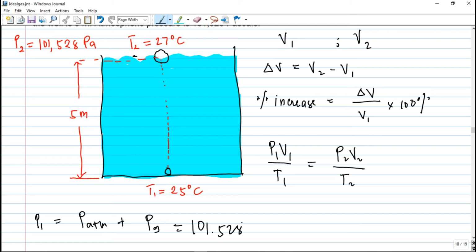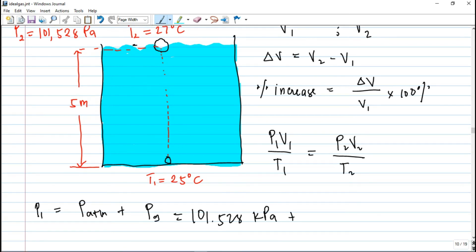101.528. Let's convert this to kilopascal. So, divide by 1,000. So, this is kilopascal. Adding the gauge pressure because of that height. So, density times g times h. Recalling our thermodynamics, density times g is just your specific weight. So, we can just change this to the specific weight of that fluid. So, in this case, that's water.